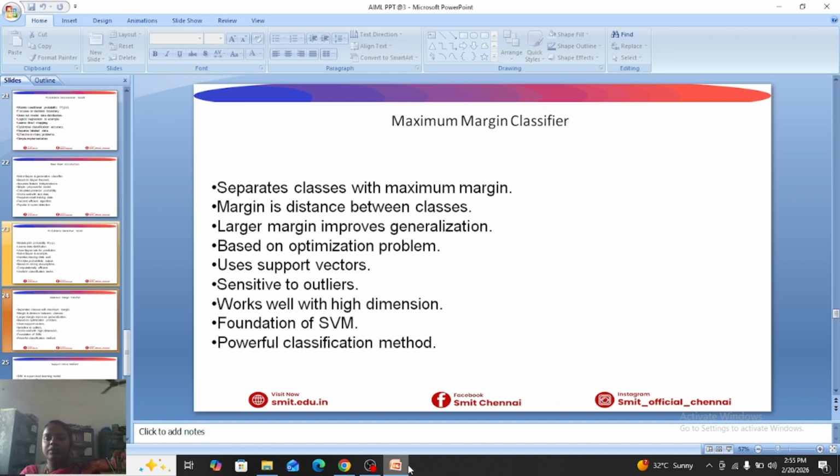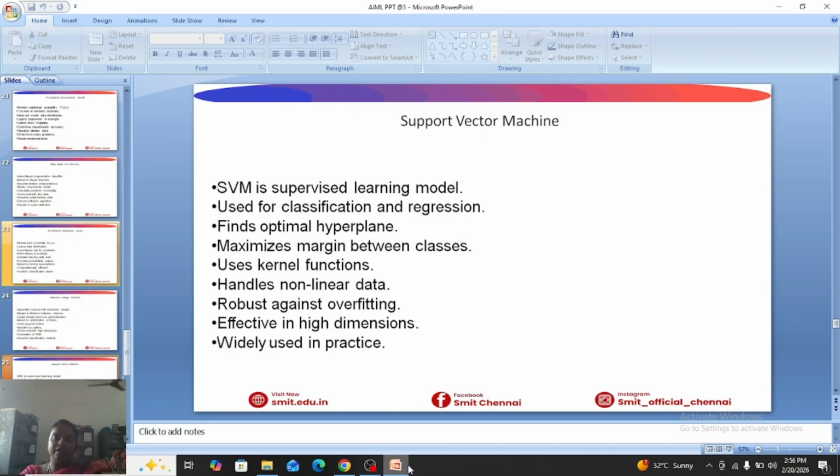Then the maximum margin classifier. Separates classes with maximum margin. Margin is the distance between classes. Larger margin improves generalization, based on an optimization problem. Uses support vectors. Sensitive to outliers. Works well with higher dimensions. Foundation of SVM and a powerful classification method.